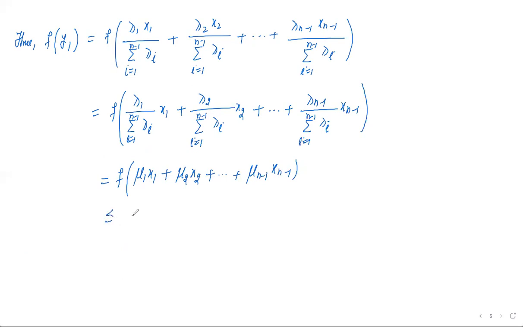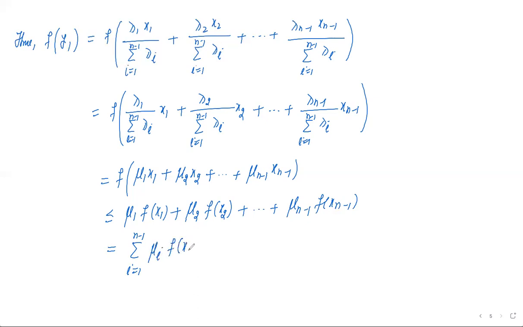But by the induction hypothesis, we know that this is less than or equal to mu1 f of x1 plus mu2 f of x2 plus so on plus mu n minus 1 f of x n minus 1. So here we have used the convexity, and we have proved that f of y1 is less than or equal to mu1 f of x1 plus mu2 f of x2 plus so on. But now again we can use the values of these mu i's. We can write this in the compact form: summation i running from 1 to n minus 1 mu i f of xi.